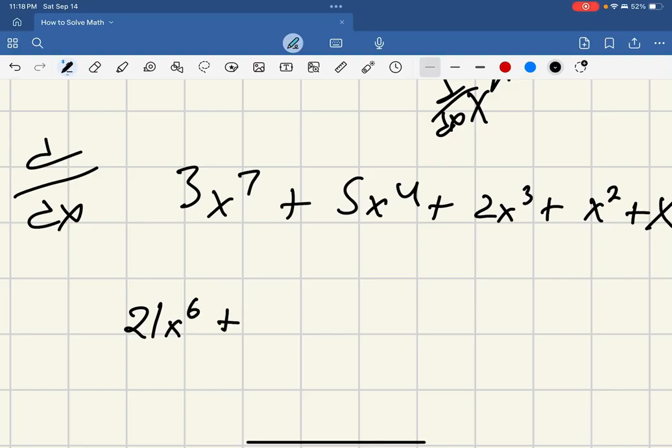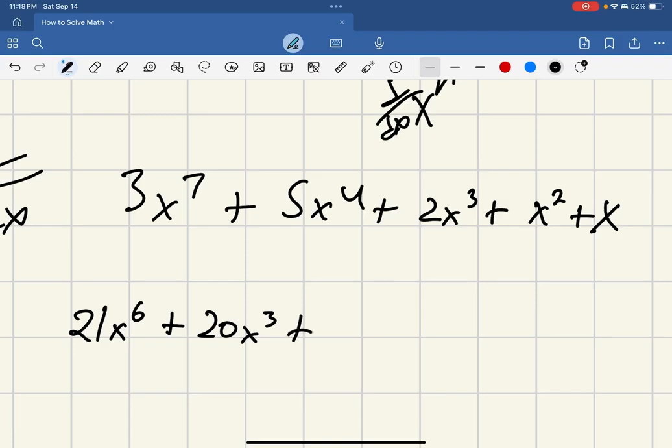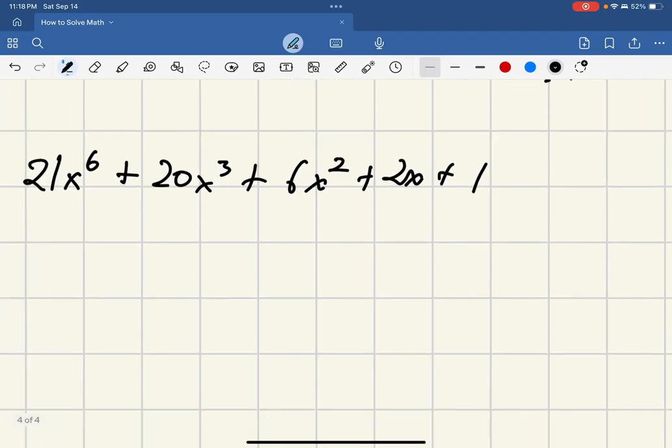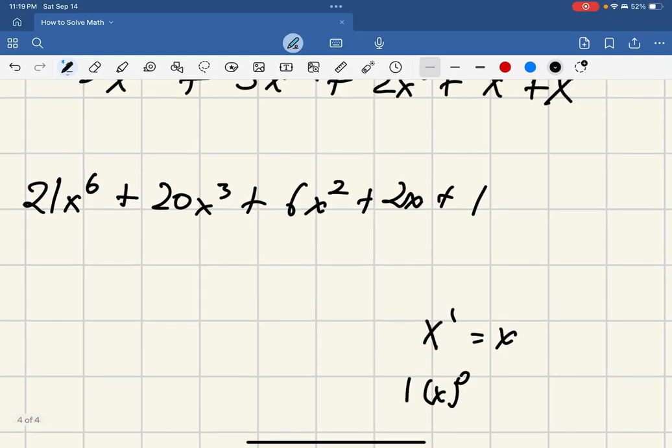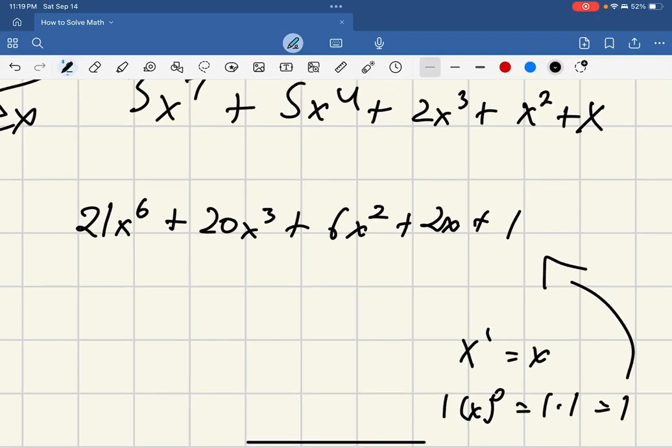We did the same thing on the other side. 5 times 4 is 20x, and 4 minus 1 is 3, so 20x cubed. Same for the other one, 6x squared plus 2x plus 1. And if you want to see why the derivative of x is just 1, in terms of the power rule, x is x to the power 1. So we multiply by 1, and then this turns into x to the power 0, which is just 1. So 1 times 1 is equal to 1.